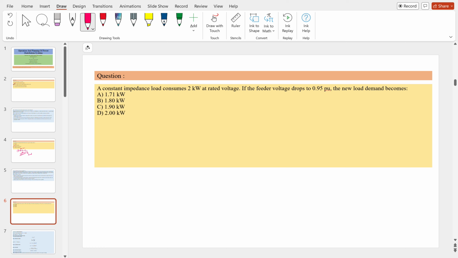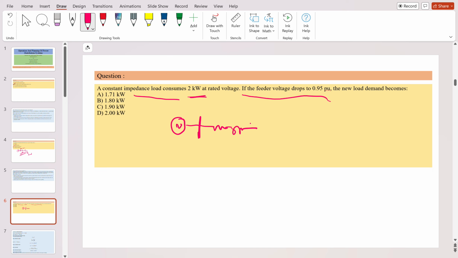Okay, let me give the solution for this. In the question, it is said that a constant impedance load is there, which is consuming 2 kilowatt at a rated voltage. And it is saying that if the feeder voltage drops to 0.95, what does the new load become? So in this problem, if we draw the SLD, the single line diagram, it is simply like this. You have a transmission line like this, and there the load is connected.